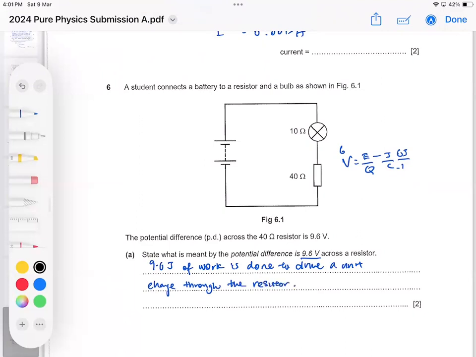Let's change the narrative. If, let's say, the question is asking to explain what is meant by the EMF being equal to 12 volts, then I will say that 12 joules of work is done to drive a unit charge through the entire circuit, instead of the resistor, because it's EMF. So this single definition can be used to explain both PD and EMF.